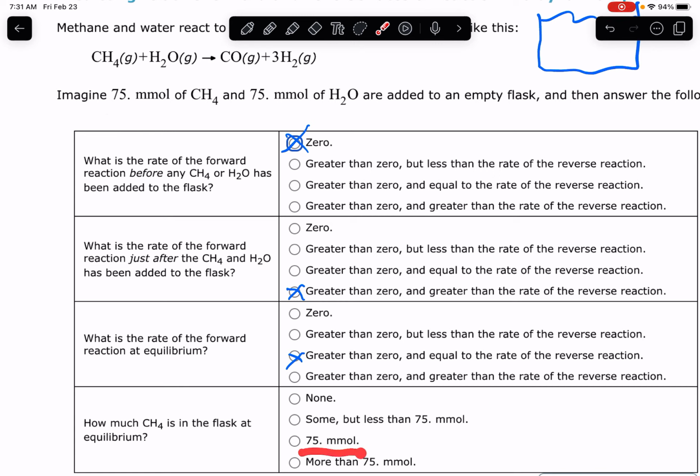Exactly 75 millimoles means that what we started with up here hasn't changed. More than 75 millimoles means that we started with this, and then through some miraculous creation of matter, we ended up with more. So the only answer that really fits for us here is some, but less than 75 millimoles. Hopefully this has helped you.